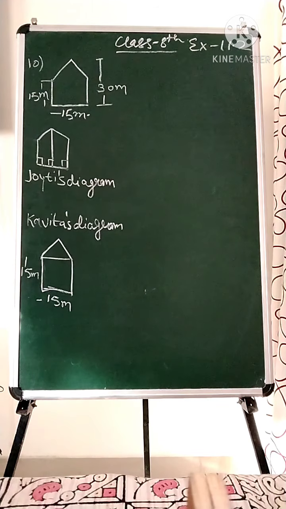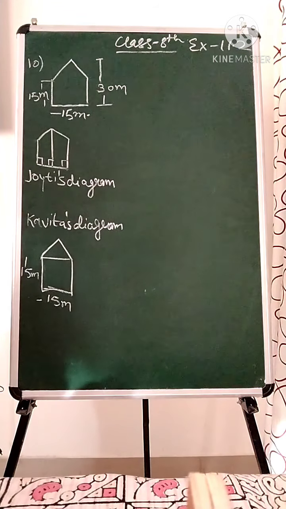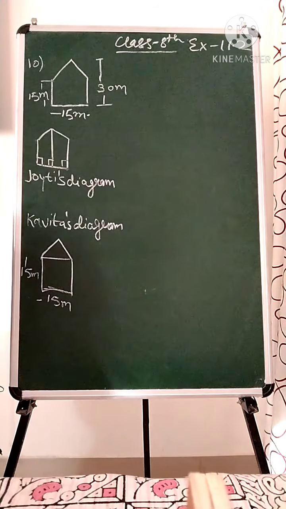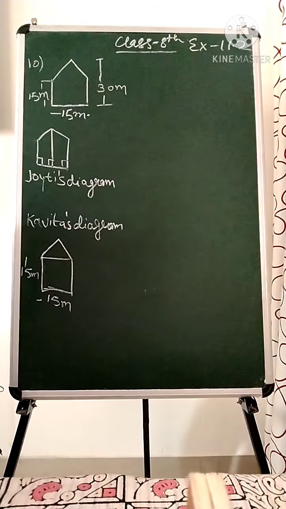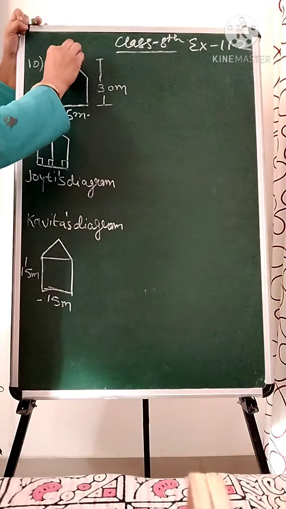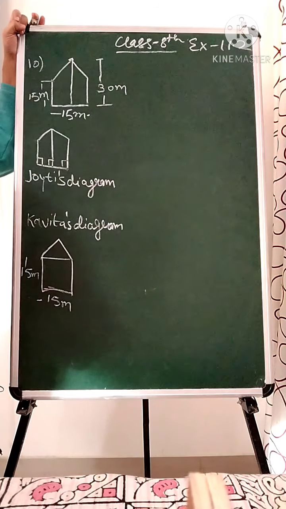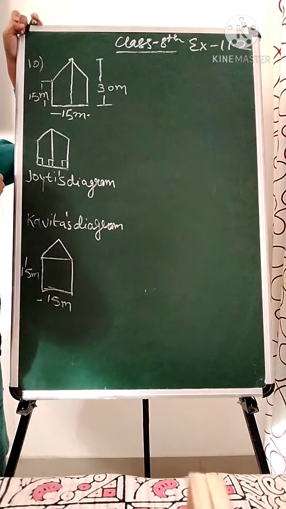Good morning, children. Today we are going to start question number 10 of exercise 11.2. Chapter is mensuration. In this question, they have given a regular pentagon to you. Clear? Each side is 15 centimeter. From this point to this line, the height is 30 meter, given in the question.